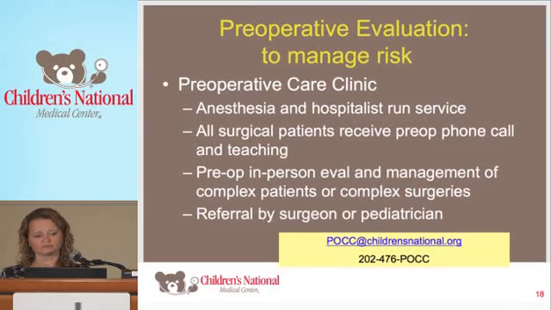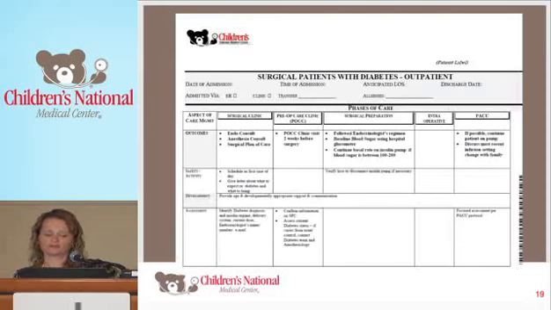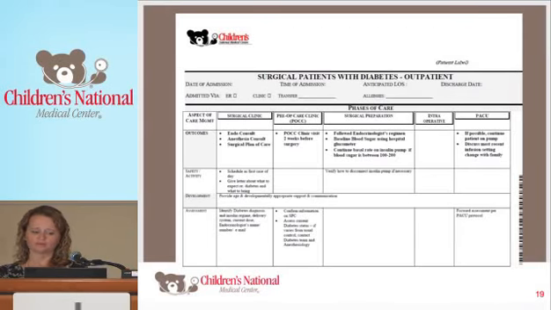And this is an example of, you're not supposed to be able to read this, but just to show you, this is the preoperative care order set or list for patients who have diabetes. So a patient who's having surgery with type 1 diabetes would come into the preoperative clinic and has a whole list of things that we do 2 weeks before and the day of to manage them, to get them safely through their anesthetic.